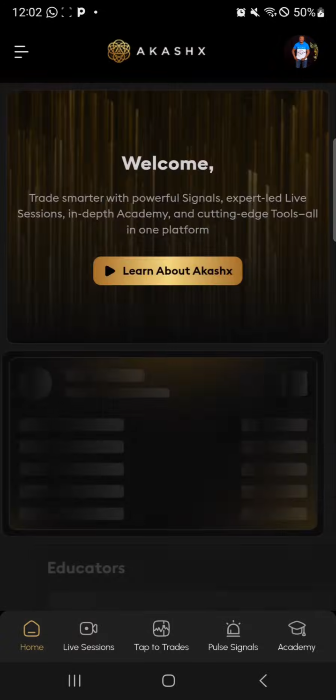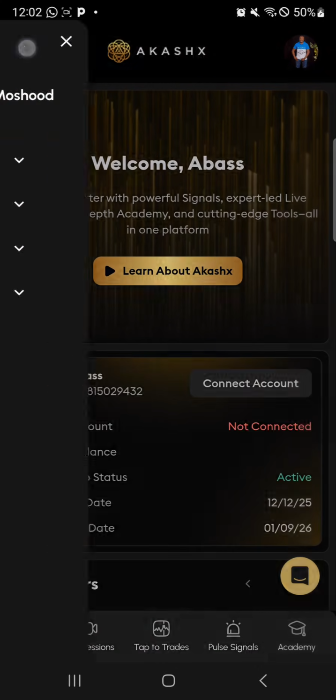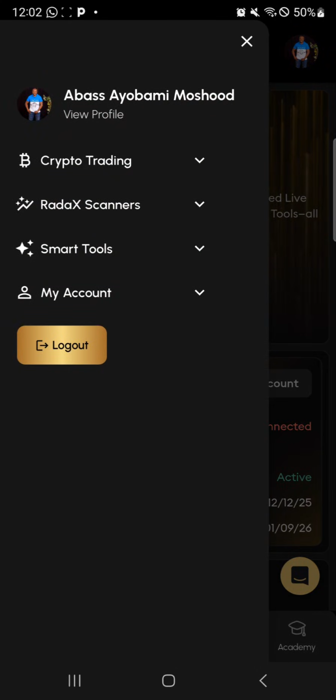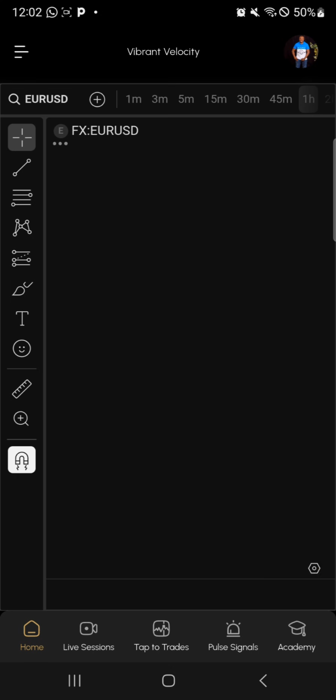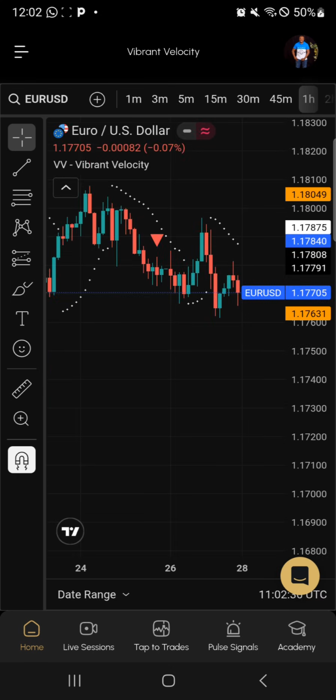This AI scanner I'm about to show you can trade all pairs. Akashx, as you all know, is a kind of academy with different departments, over 8 departments, even up to 10 departments right now as I'm talking to you. But one department out of 10 is the scanner that we are talking about right now. This scanner department has 7 different scanners, but I would love to make use of the vibrant velocity scanner for the purpose of this video and for our team members that might be watching this video right away.